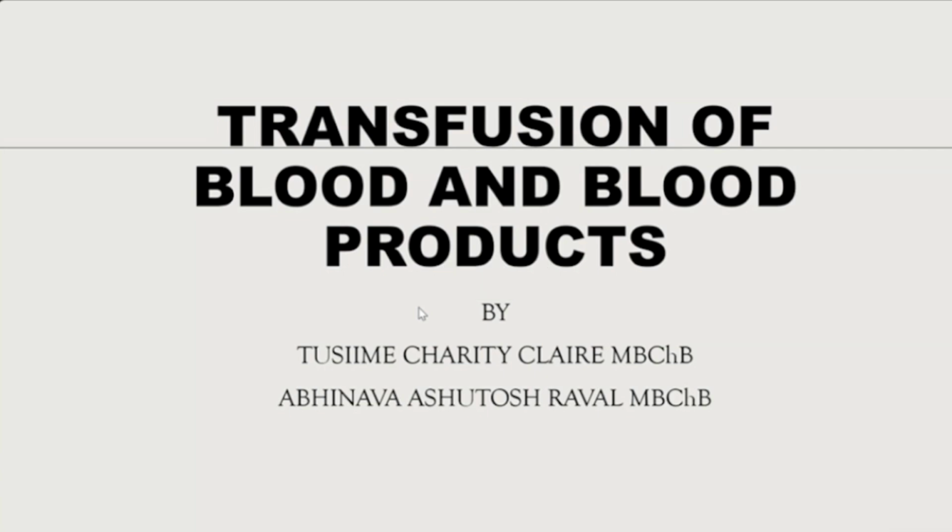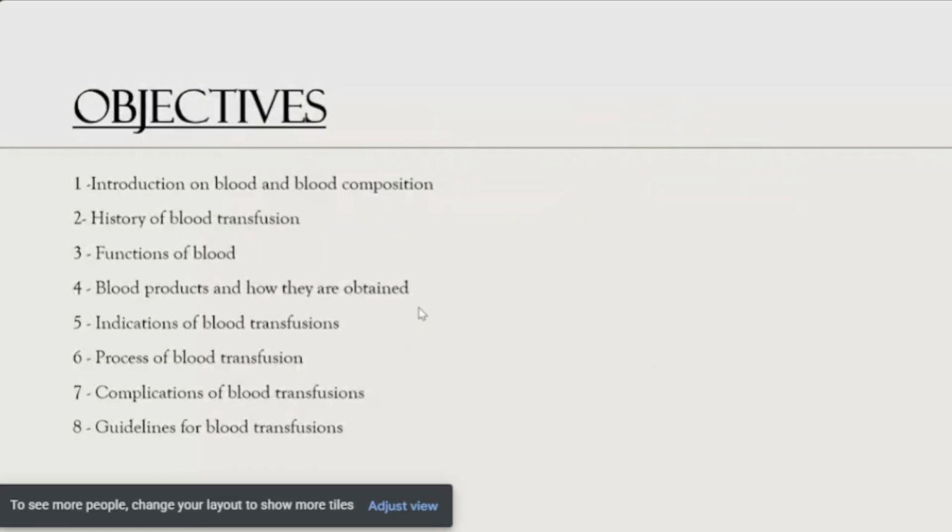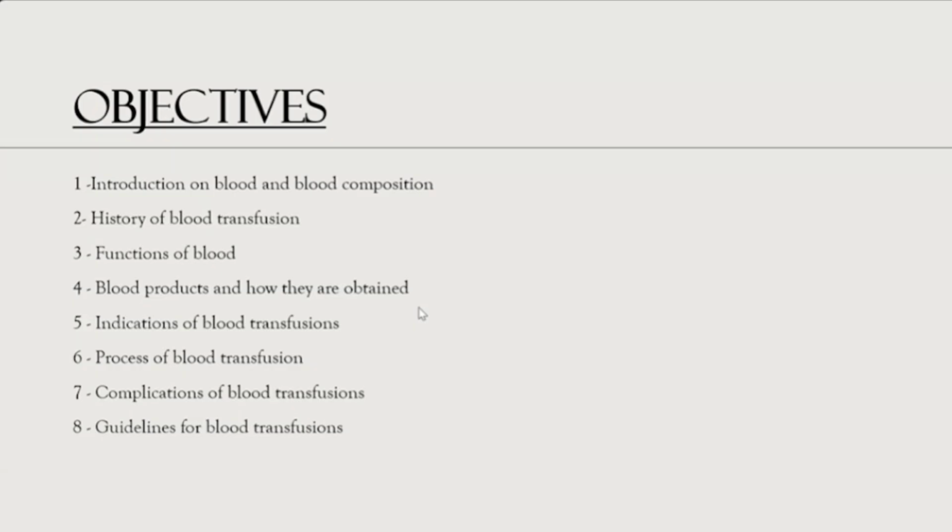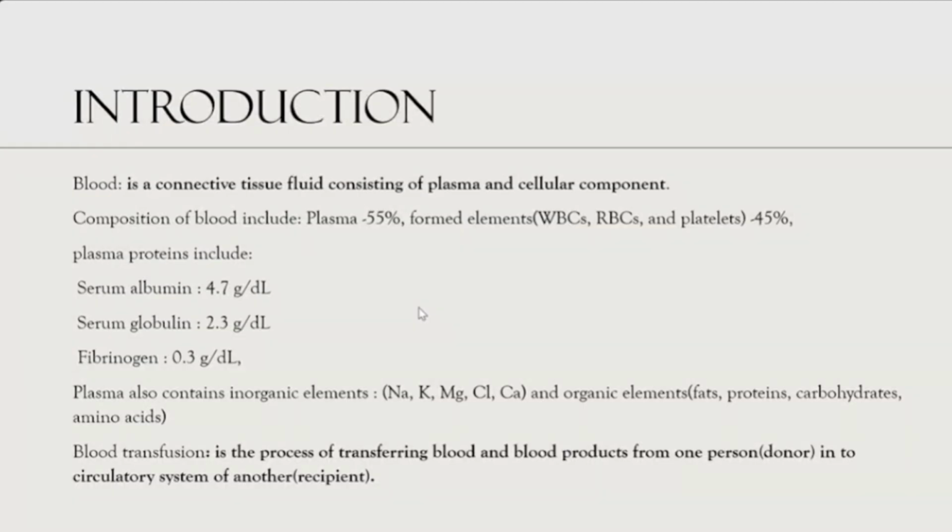Our presentation is on transfusion of blood and blood products. Our objectives for this presentation: first, we are going to introduce you to blood and blood composition, then the history of blood transfusion, functions of blood, blood products and how they are obtained, indications of blood transfusion, process of blood transfusion, complications of blood transfusion, and lastly, guidelines for blood transfusion. Without wasting time, let's start on the introduction.